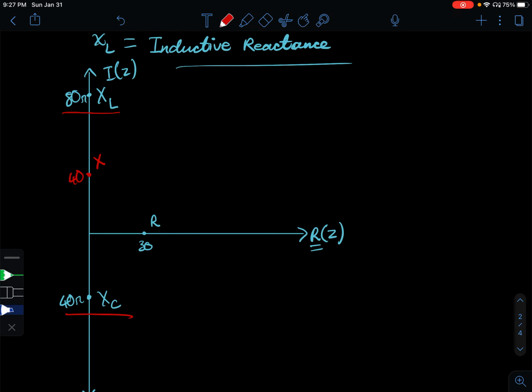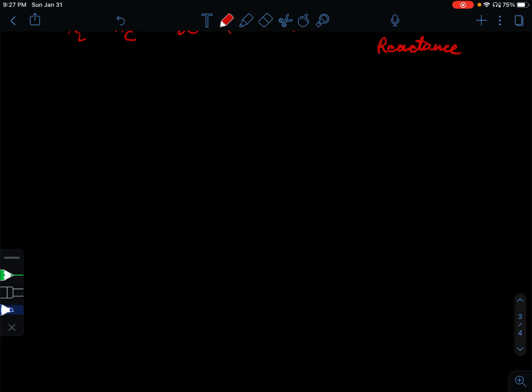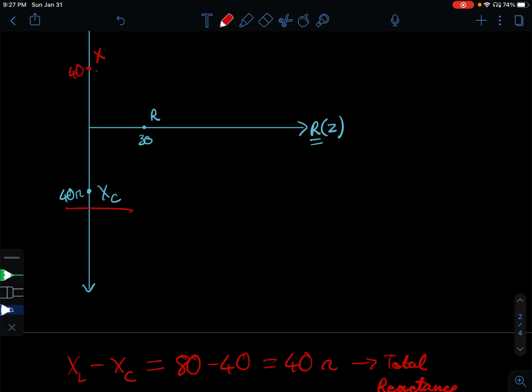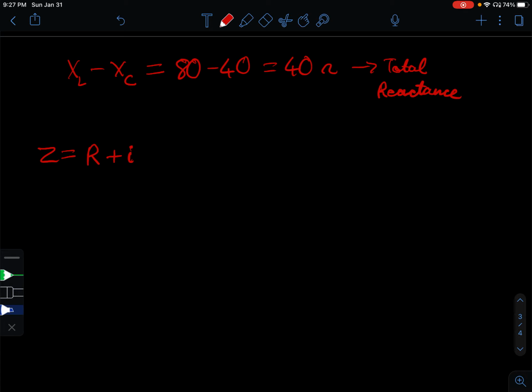Then, to solve for the impedance, there is always a formula for the impedance. Z is equal to resistance plus i times your reactance, X. This is the formula for impedance.